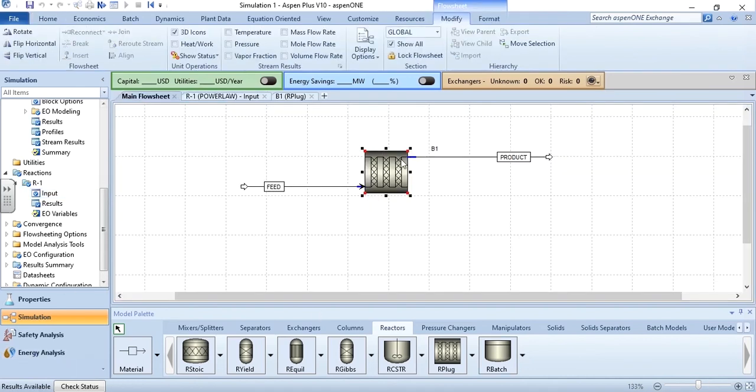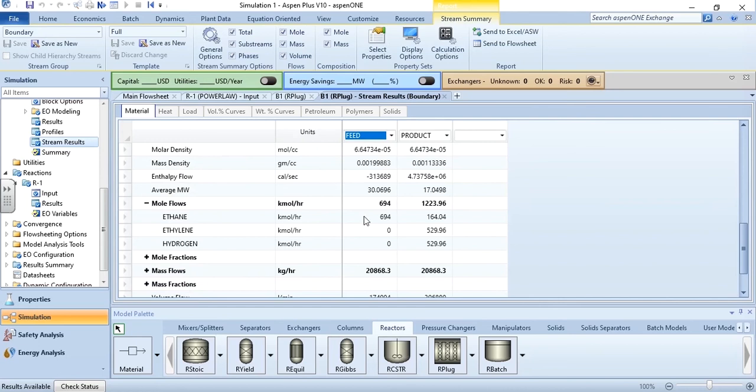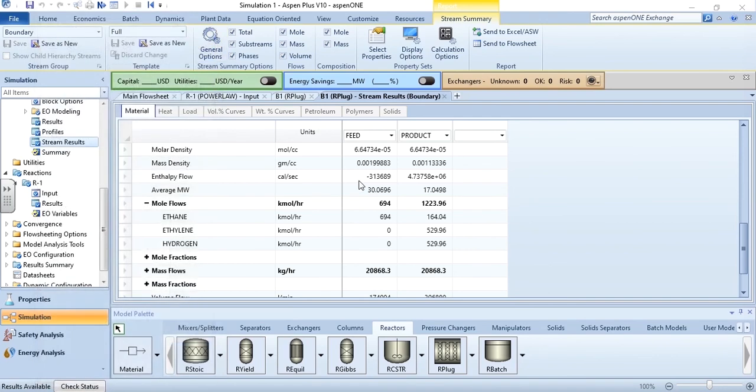So go to this main flowsheet, click on stream results, and in stream results you can see in mole flows it's 694, outlet is 164.06. So 694 minus 164.04 divided by 694 multiplied by 100, so it's 76.36% conversion of ethane which has been achieved by the given data.